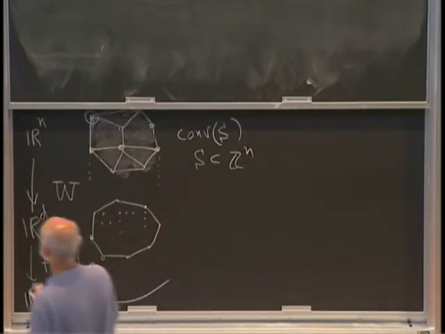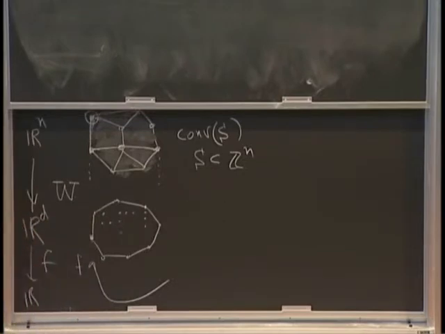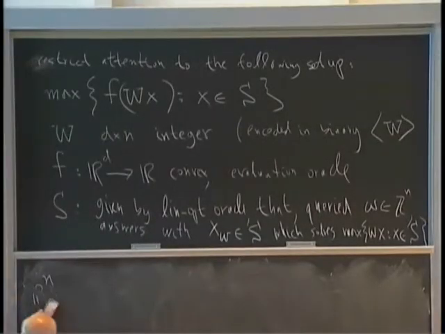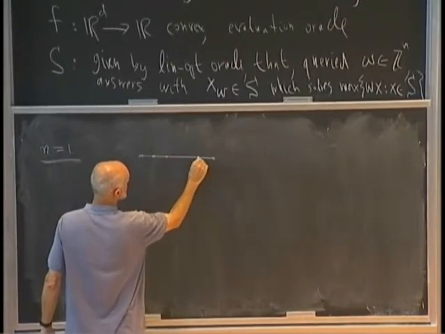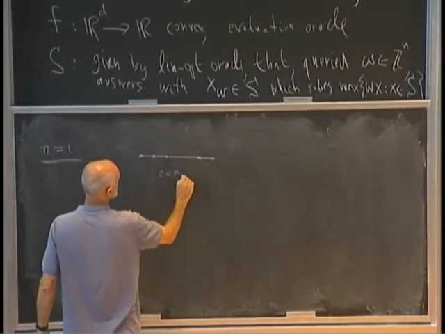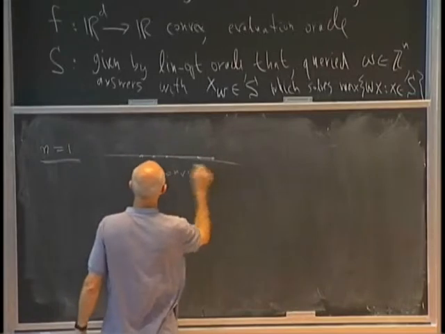So let me just tell you, what can we do with this linear optimization oracle of S, for example? Keep this picture. We're going to use it later and extend it a little bit. But suppose, let's look again at the situation of dimension 1. So this is my S. And this is the convex hull of S, and this is a real line somehow.